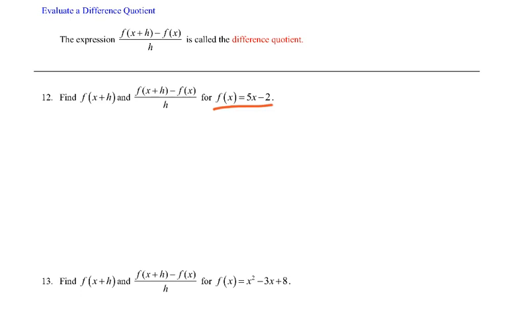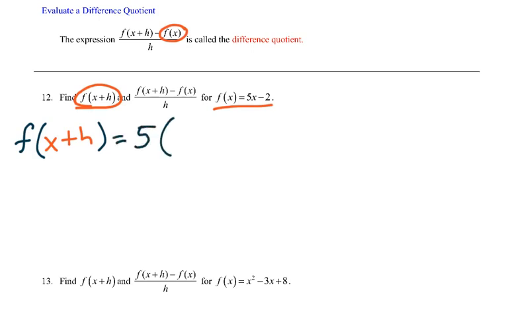So we already have this part of the difference quotient. We want to make sure we find the f of x plus h. So remember, f of x plus h is just where we replace the x's with x plus h. So that would be like this, and then we would distribute the 5 and simplify and combine like terms. So then we would have the second piece, and then we subtract those from one another and divide by h.